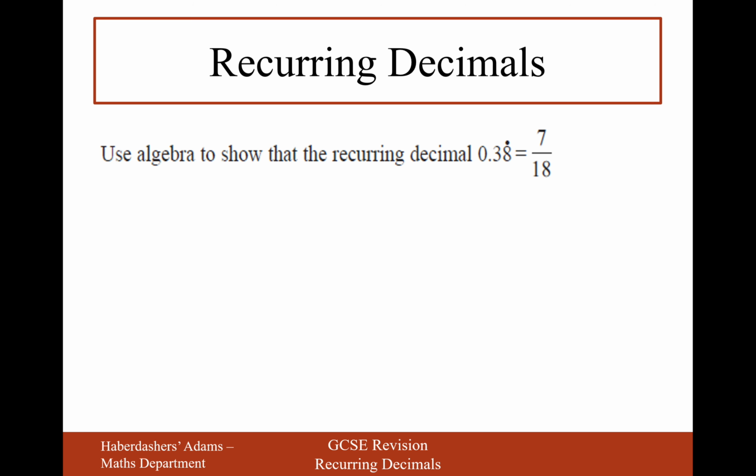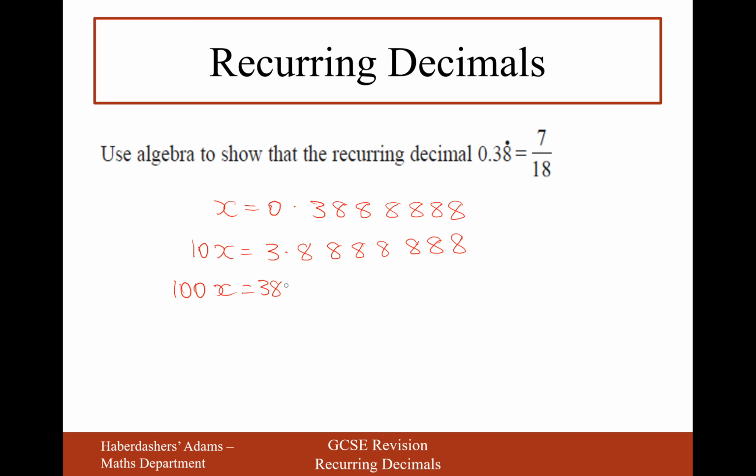0.3 with the 8 recurring, so that's going to be x equals 0.3888888, multiplied by 10 to move the 3 upwards. That would be 3.888888, multiplied by another 10, because we've not quite got the decimal places lined up.